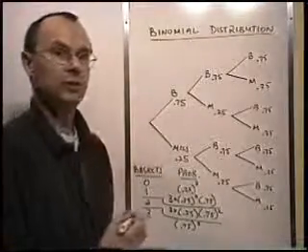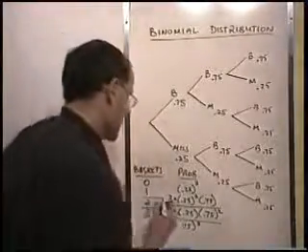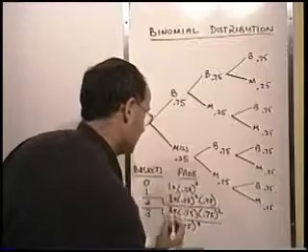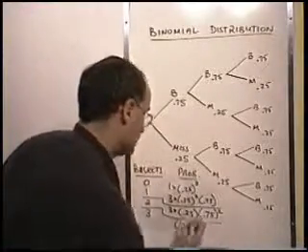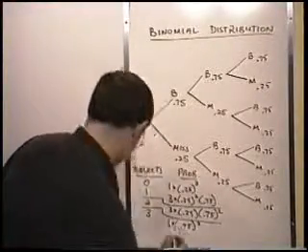So, what do we see happening here? 1 of these branches, 3 of these, 3 of these, and 1 of these.